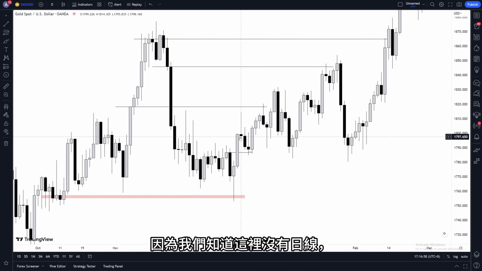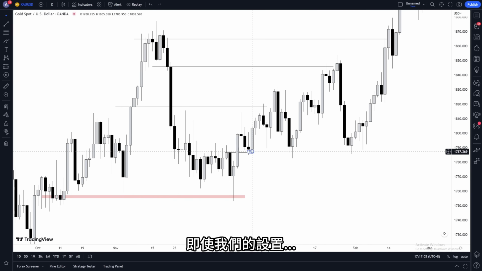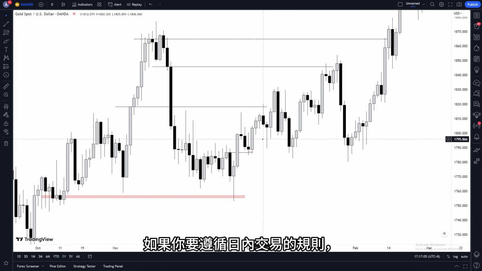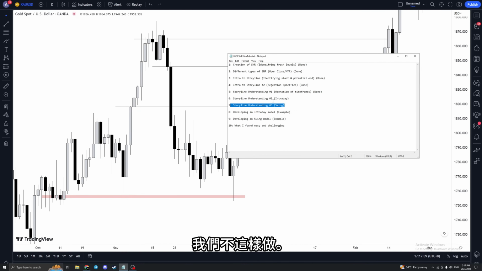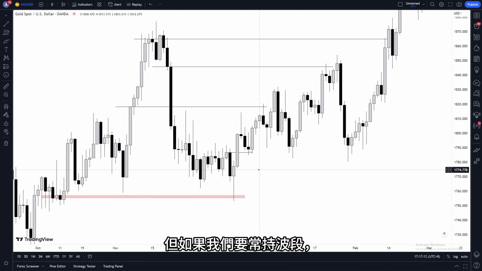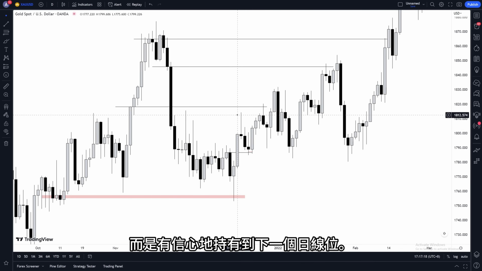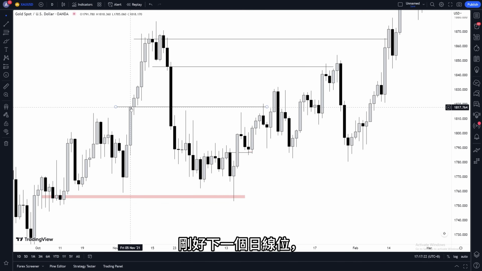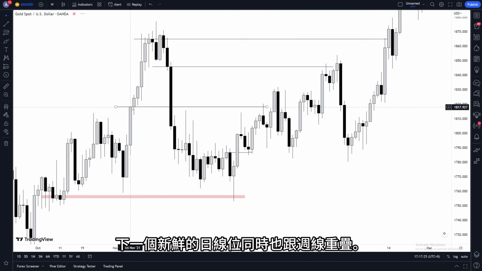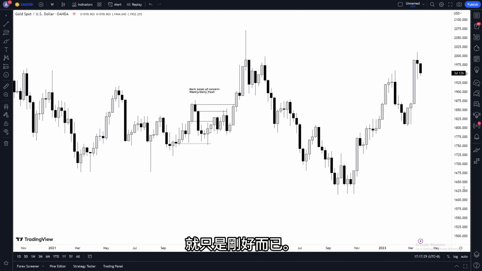So because we know that there's no daily over here, no daily over here, everything here is just completely free. Even though our setup, if we were to follow the rules of intraday, remember, we are not doing swing. We're doing intra, right? But if we were to do swing, we can hold it confidently, not to the weekly, but to the next daily. It just so happens to be that this next fresh daily also coincides with the weekly. Just so happens to be.